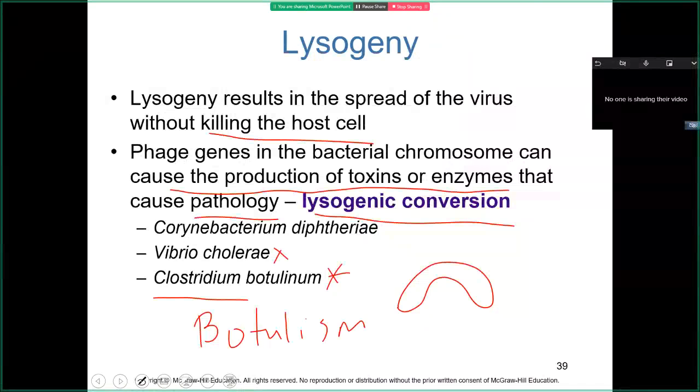So there's a number of forms that do that. They're infected by a virus, and that's what makes them bad. If they're not infected by the virus, then they're okay. They're not problematic. They're not pathogenic.